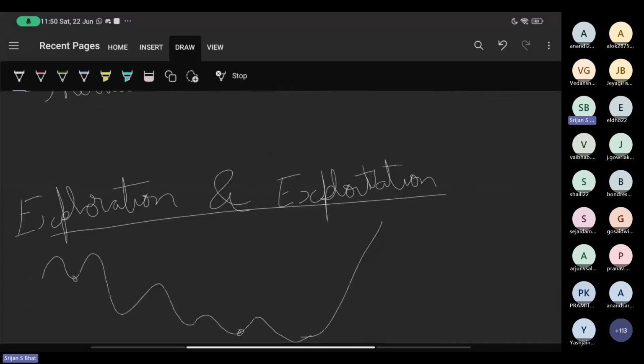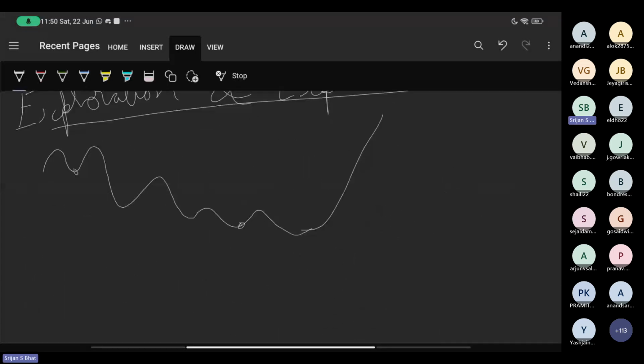Exploitation is, okay, you know that a particular area is good enough. So consider this is a three-dimensional space. There is one more dimension into the plane. So you know that around this area, when you use that particular location more often, around this space you can go more often and find more points that are optimal. That is exploitation. Is that clear?